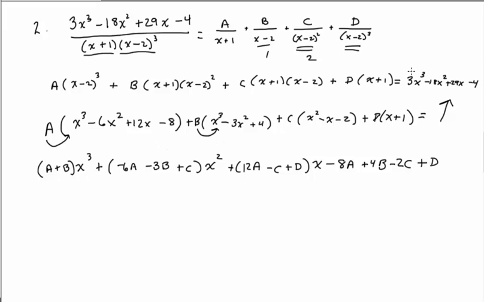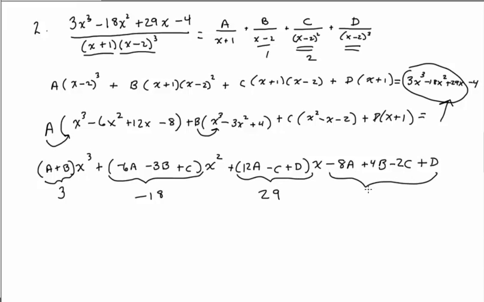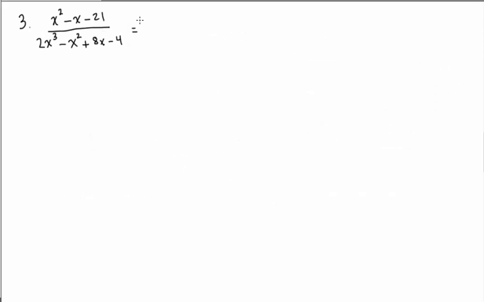So if that's going to equal in the end this, then obviously a plus b is equal to 3. This is going to be negative 18. This portion here is going to be 29, and all the constants together are going to equal negative 4. That's where I'm going to end example 2, and again in the next part of this lesson we will talk about solving that system. Here we are at example number 3.